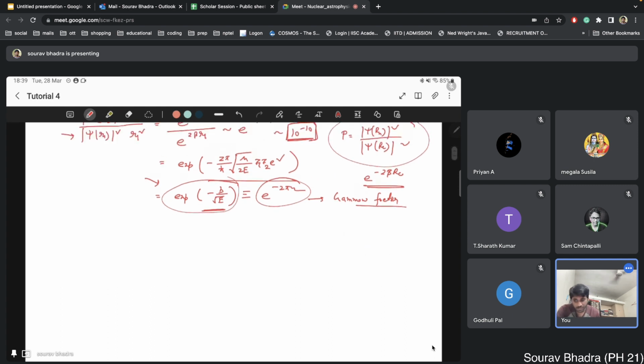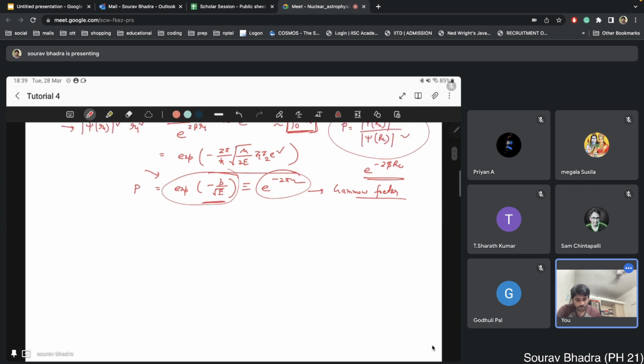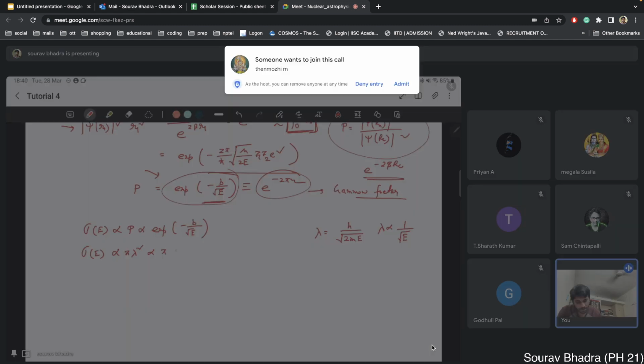Now just remember this thing, that our probability is exponential minus b by root over e, because it will be needed. Sigma e, which is the cross section, is proportional to the probability, that is proportional to exponential minus b by root e. This will be useful directly for the calculation of the assignment problems. Also you know that sigma e, classically, can be written as pi lambda square. It has been shown in the second or third week lecture. Lambda is the de Broglie wavelength, h by root 2 m e, so lambda is proportional to 1 by root over e. If I put that here, it will be pi times 1 by e, right?